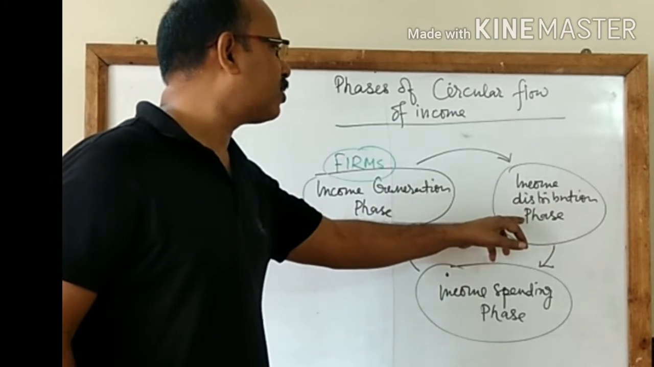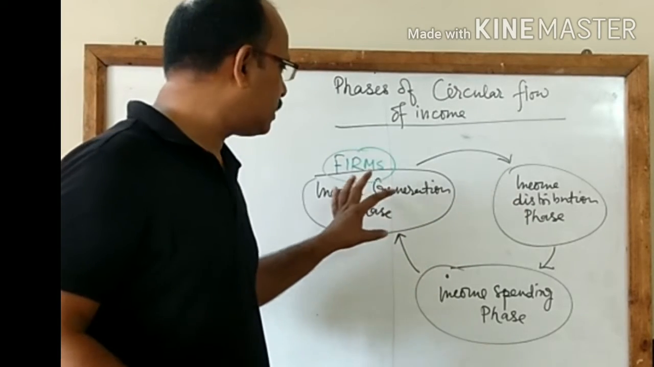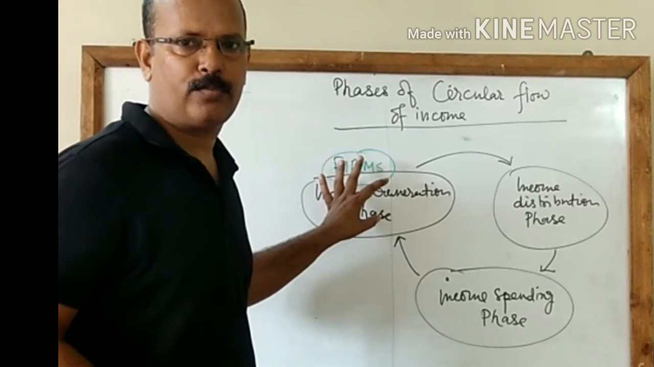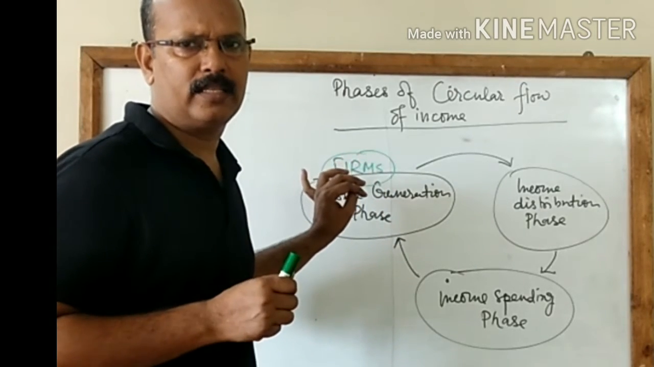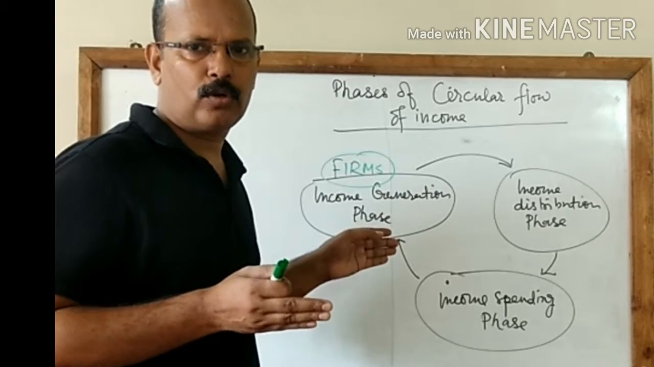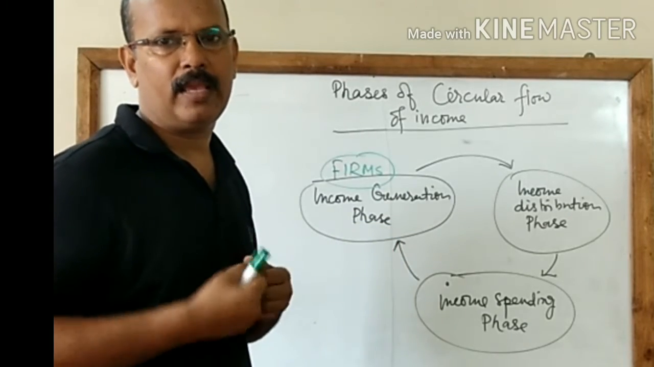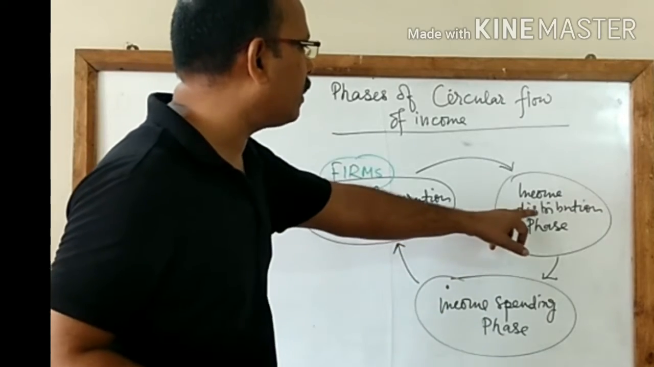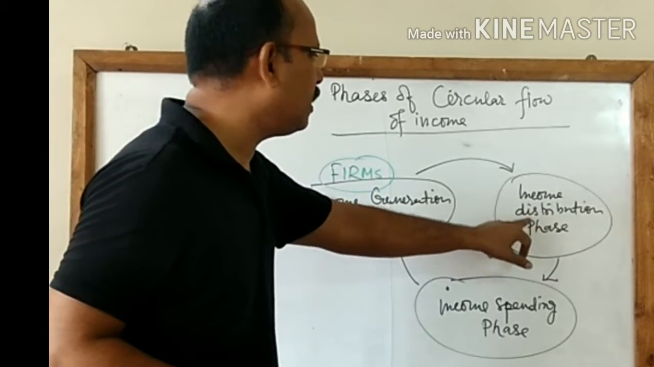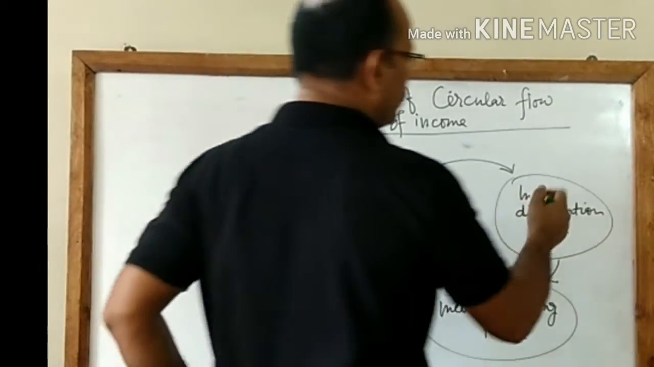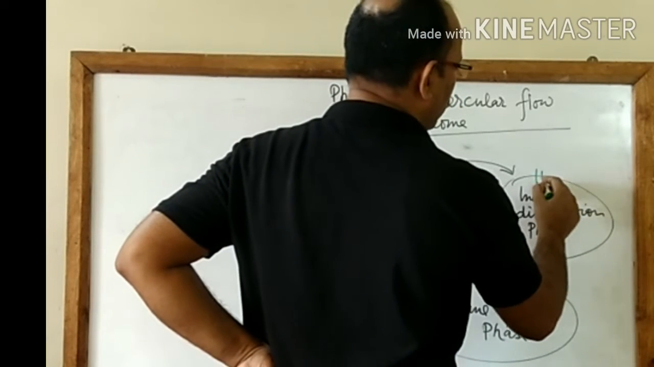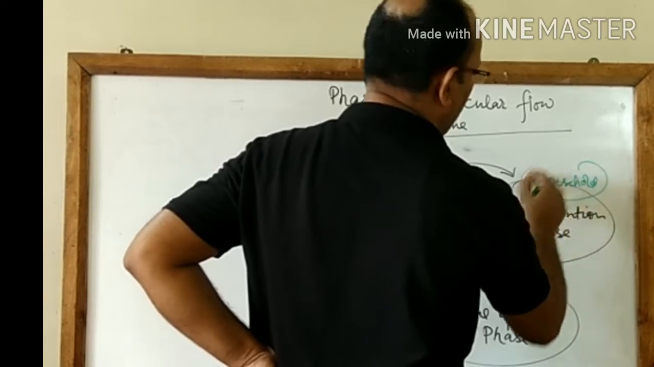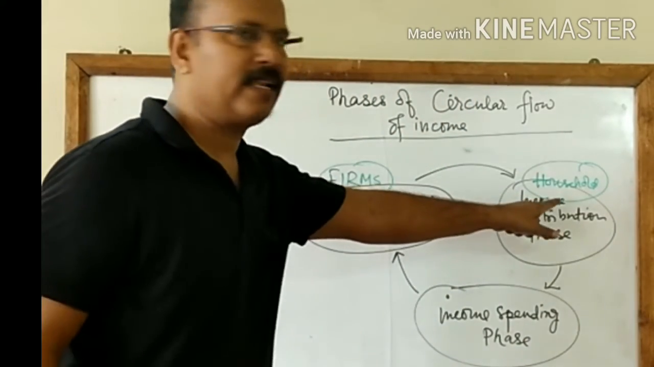Then income distribution phase. Once this income has been generated in the form of factor income, that is rent, interest, wage and profit, who will get this income? All the factor services are being owned by some households. So all this income will be distributed among the households in the form of factor income. So income distribution phase is taking place in the households. Households will get the income.